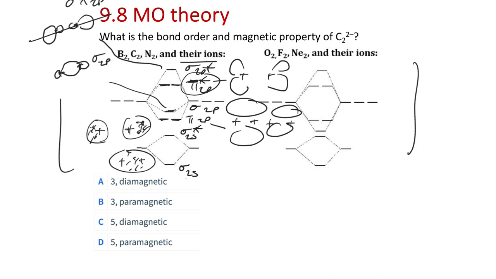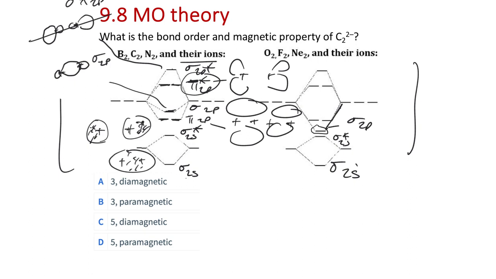Okay, so we see B2, C2, N2. The only difference for O2, F2, Ne2 is just that this orbital here is lower in energy, so we go sigma 2s, sigma star 2s in terms of our relative energy. Then it's sigma 2p. Why is it sigma 2p? Well, it's the sigma orbital from the 2p set of orbitals.